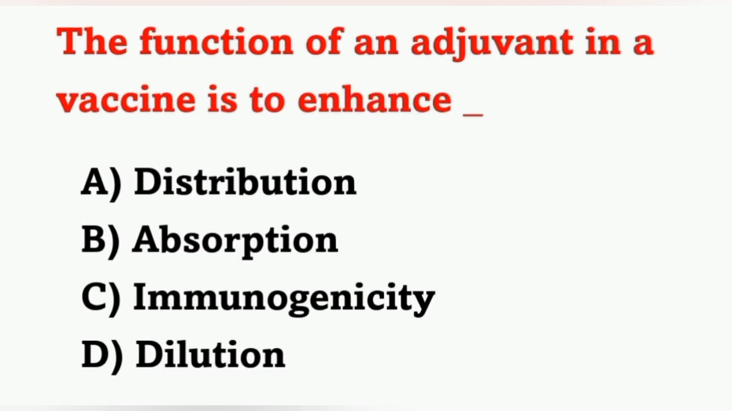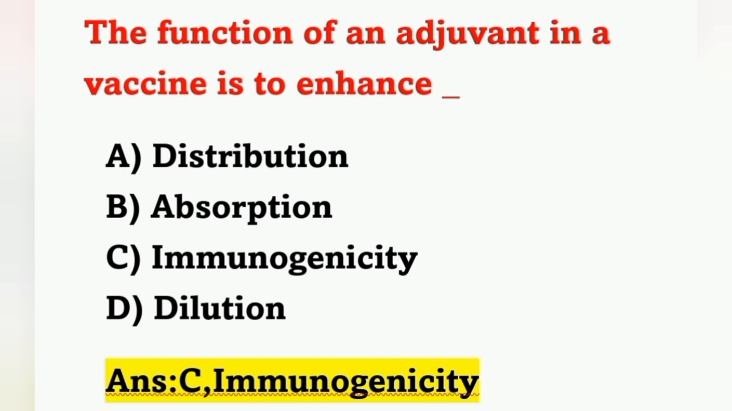And the next question, the function of an adjuvant in a vaccine is to enhance? Option A distribution, option B absorption, option C immunogenicity, option D dilution. Question is, what is the function of adjuvant in vaccine? It will help to improve the immunogenicity. Immunogenicity means it will help to act against foreign bodies. It will produce the immunity. So the adjuvant helps to increase the immunogenicity. Move on to the next question.